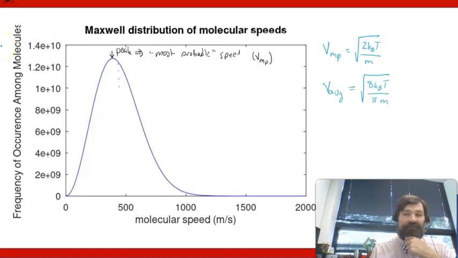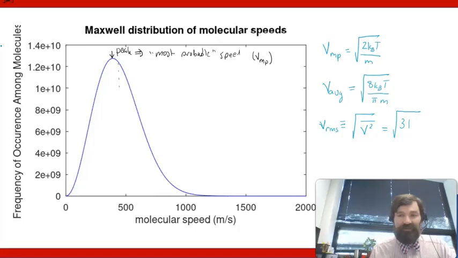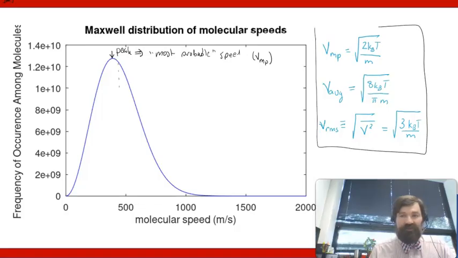Okay, and then last but not least, I have what's called the root mean squared value. So V_RMS stands for root mean squared. By definition, that's just the square root of the average of the square speeds. So that in turn is given by the square root of 3 k_B T over m. Okay, so in some sense these are your equations for figuring out your speeds.